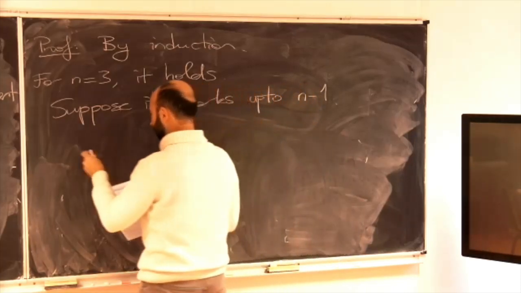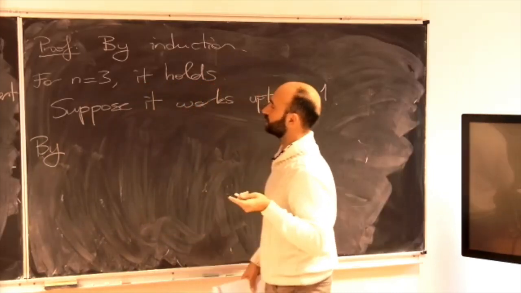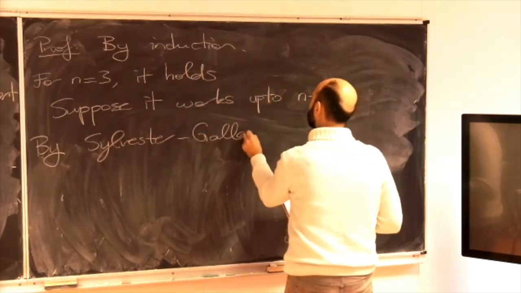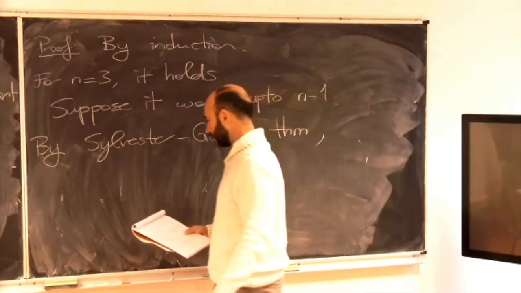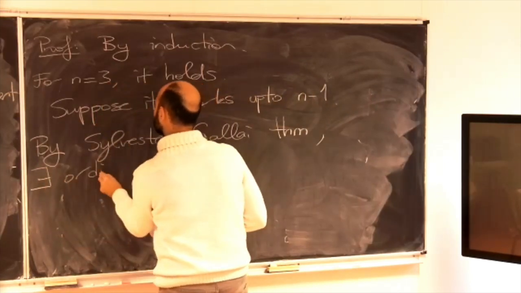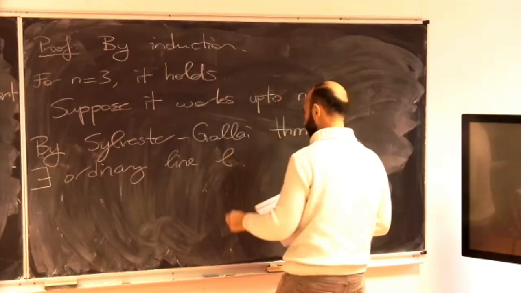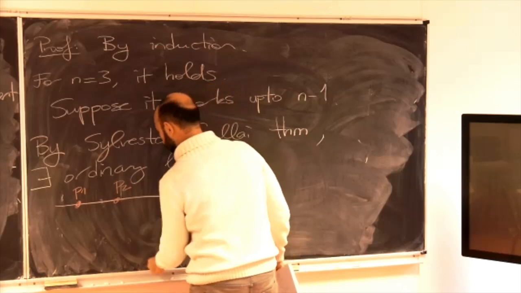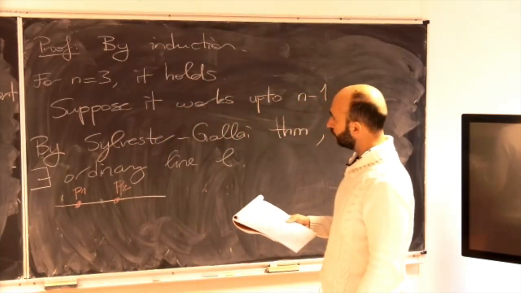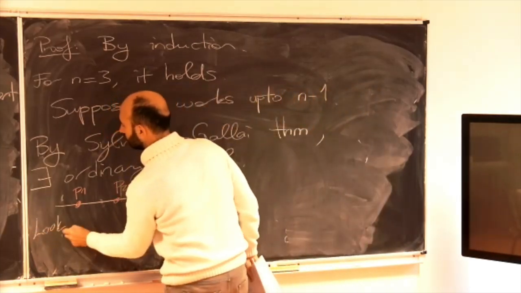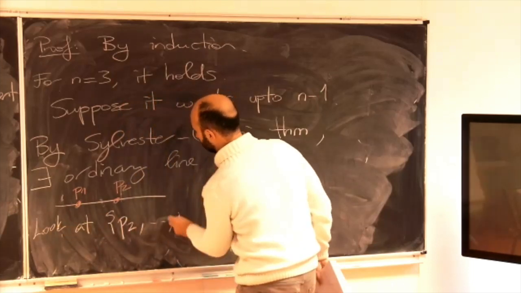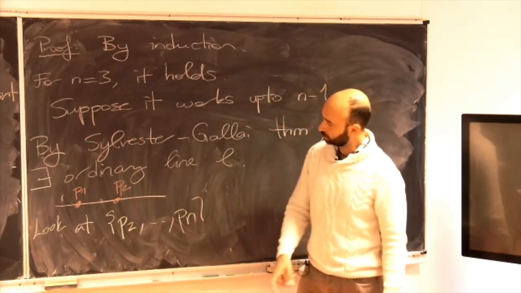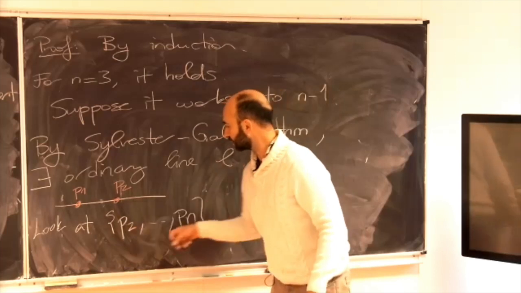Now we can use the Sylvester-Gallai result. What do we know? There exists an ordinary line. Let's say this L passes through P1, P2, and no other points on L. Then look at P2 up to Pn and the connecting lines through them. Now there are n minus 1 points. So by induction, there are at least n minus 1 connecting lines for this subset.